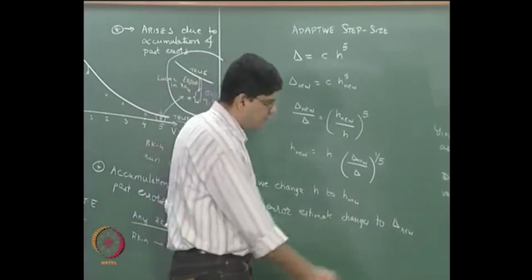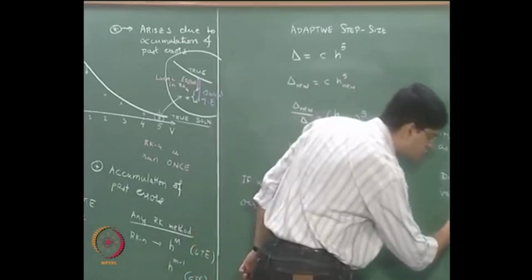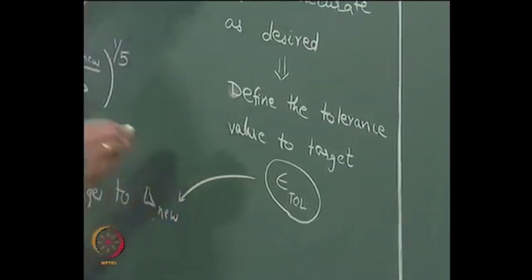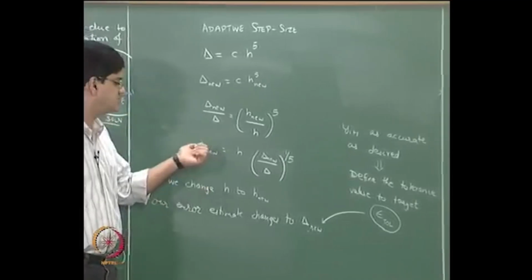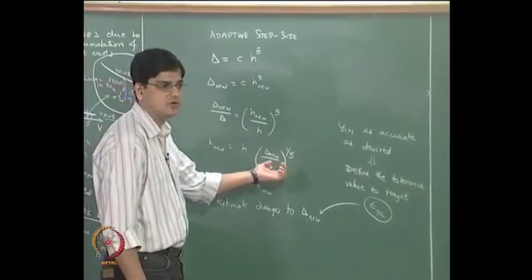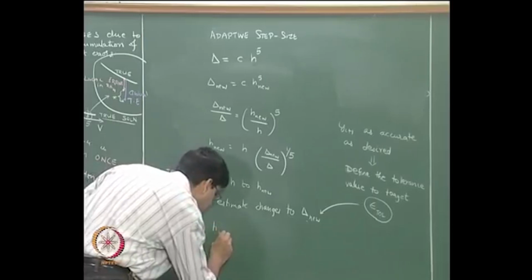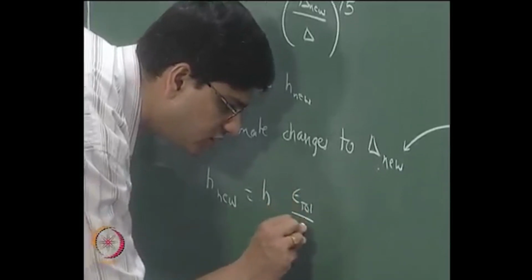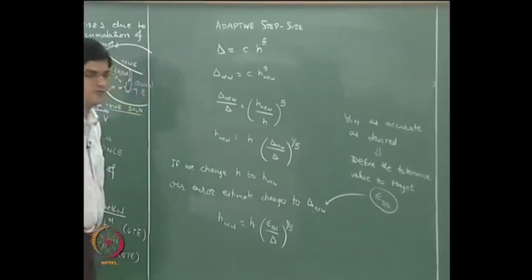Okay, so now instead of choosing delta nu arbitrarily, if we choose delta nu equal to the tolerance value, then the h nu that we are going to get is the step size that will help us in reaching that particular tolerance value. So what we are going to write over here is that h nu is going to be h multiplied by epsilon tolerance divided by delta to the power 1 by 5.